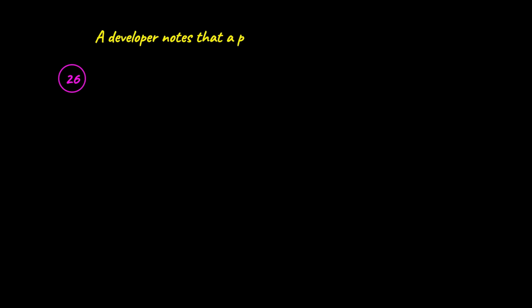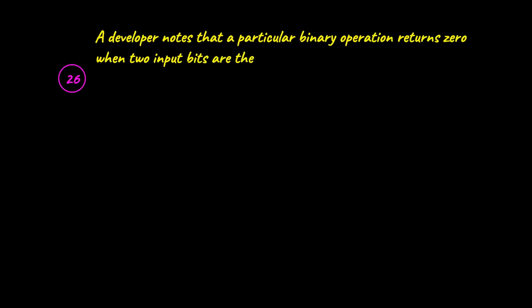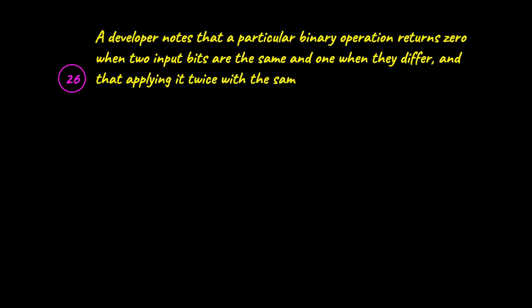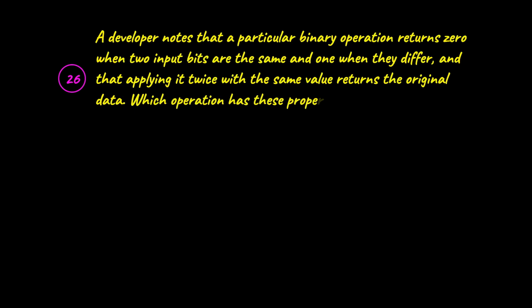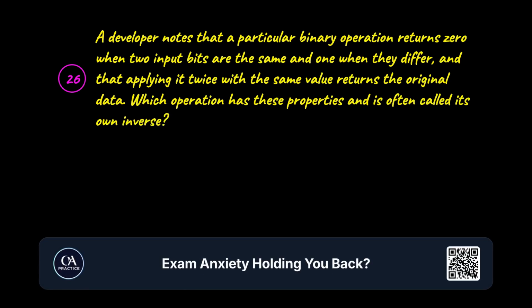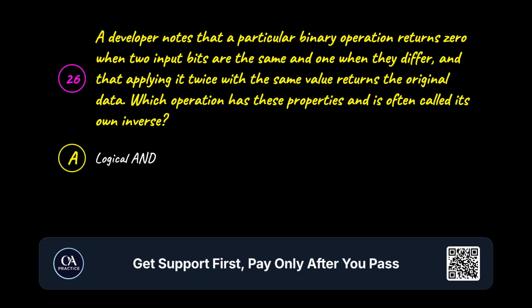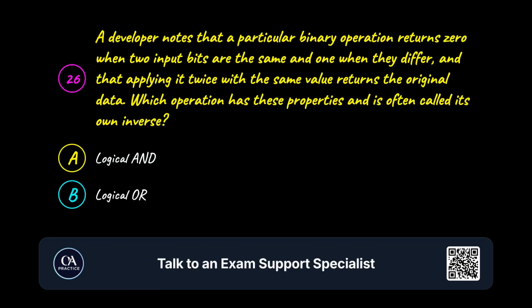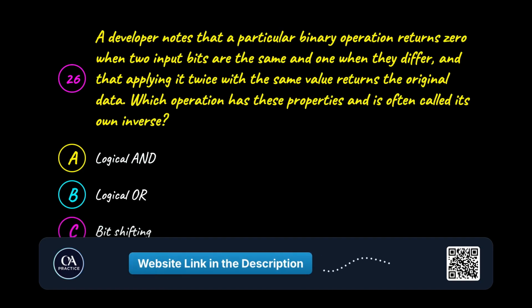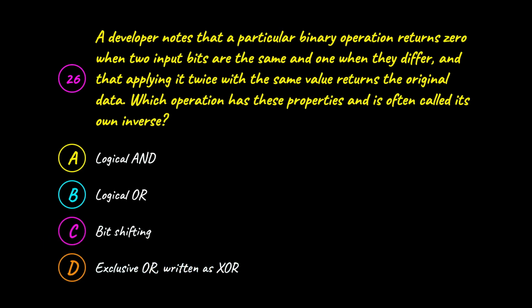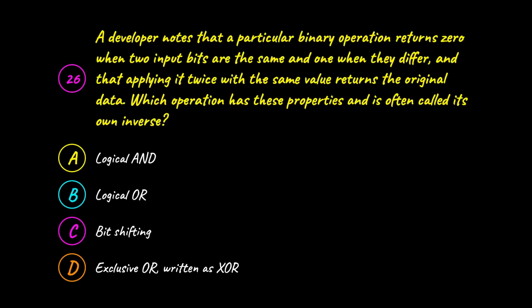Question 26. A developer notes that a particular binary operation returns 0 when two input bits are the same and 1 when they differ, and that applying it twice with the same value returns the original data. Which operation has these properties and is often called its own inverse? Your options are A, logical AND, B, logical OR, C, bit shifting, D, exclusive OR written as XOR. Take a second. Which answer would you pick?